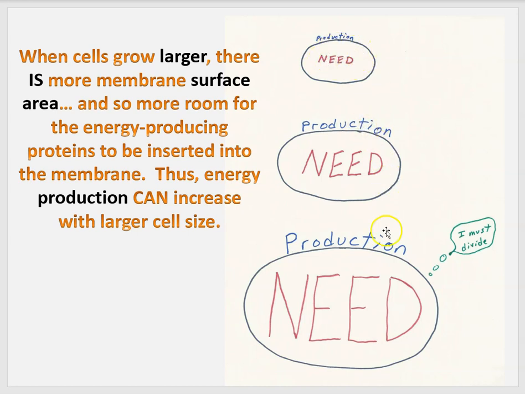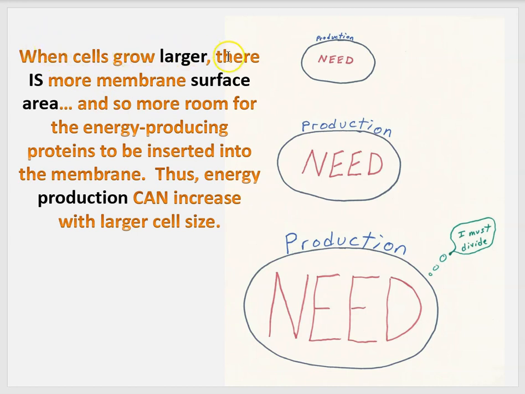Now, as a cell grows, you'll notice that the word production is being written larger here in a larger font. That indicates that as the cell grows, there's more membrane surface area. So you can insert more of those energy producing proteins into the membrane, and the cell can make more energy. But notice the word need is also getting bigger. And we'll see that as a cell grows, while the energy production does increase, the energy needs of the cell increase faster, and that poses a problem for the cell.